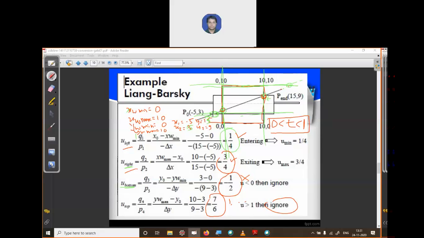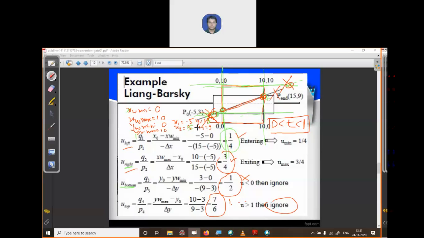It is intersecting at this point also, at this point also, but those are outside, so we will just ignore them. The remaining valid values only we will consider. So for the left and right boundary, the values are valid. At time 1 by 4, what is the value of x and y? At time 3 by 4, what is the value of x and y? We will find these two values, and the line between these two points we will consider, and the remaining line which is outside we will clip.